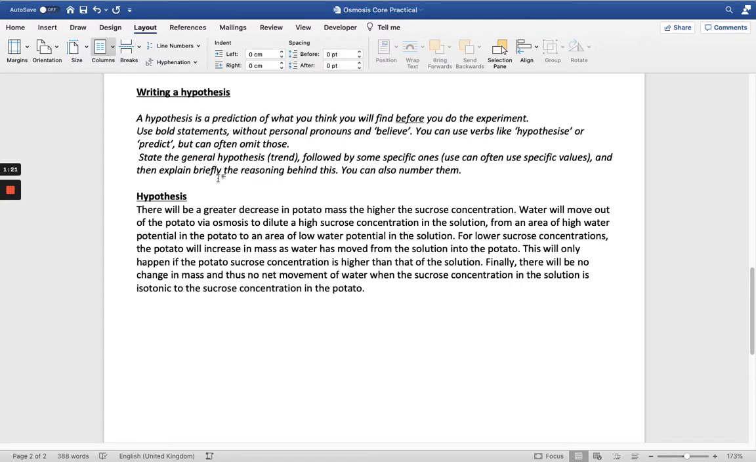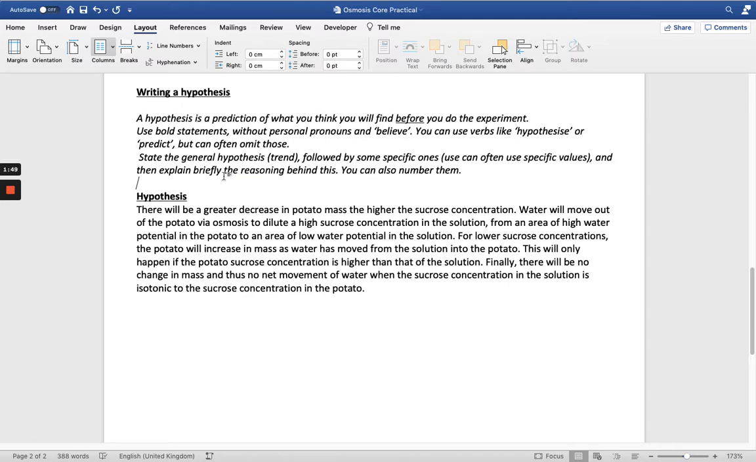The structure of your hypothesis generally will always start with the main trend that you're going to find. So what is your general hypothesis? The main thing you're going to find. And then you can follow that by some specific ones. And in this situation, for example, you could use specific values for the Osmosis Core Practical. You could use the specific values of the sucrose concentrations if you wanted to.